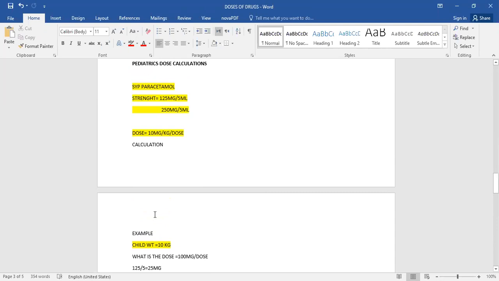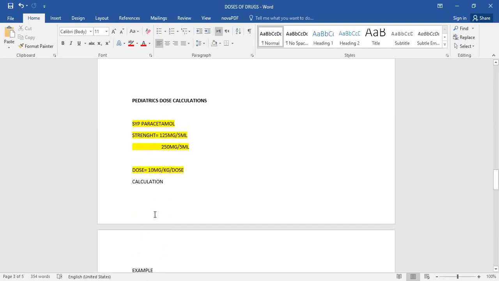Yes, that's clear. Okay. Now, how are you going to calculate the different doses for different children? We will take the example of paracetamol syrup. I've written syrup here, which signifies that we are talking about liquids. Syrup paracetamol usually comes in 125 milligram per 5 ml or 250 milligram per 5 ml. This is the company branding. Here the 5 ml contains 125 milligram, and here the 5 ml contains 250 milligram. Now we will calculate how much dose we require.